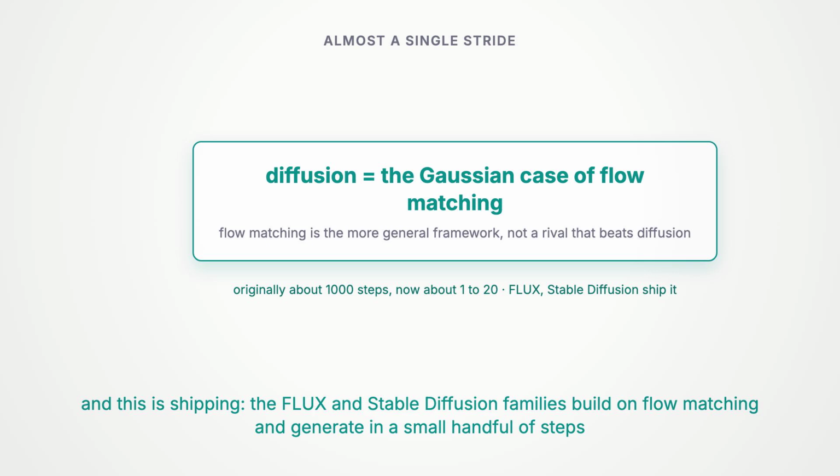The frontier image models of 2026, the Flux and Stable Diffusion families and their kin, are built on flow matching and generate in a small handful of steps by default, and their distilled turbo variants take just a few, sometimes a single stride. Fast generation stopped being the hard part.